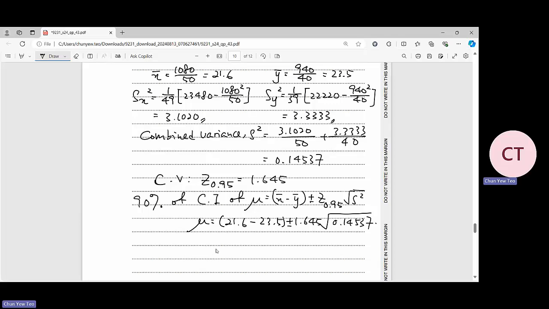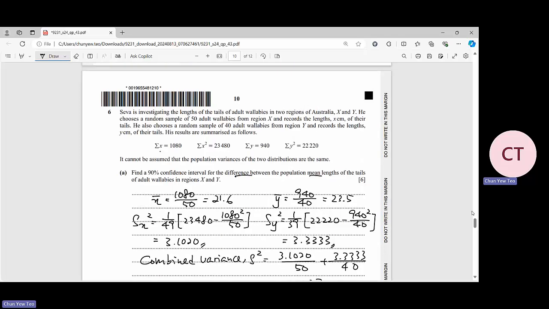So simplify them, and at the end, you get your mu is between, inclusive. You can just write the mu in the bracket like this, the smaller value and the bigger value. So the smaller value is negative 2.53 and the bigger value will be negative 1.27. Okay, so that will be the answer for question number 6A.